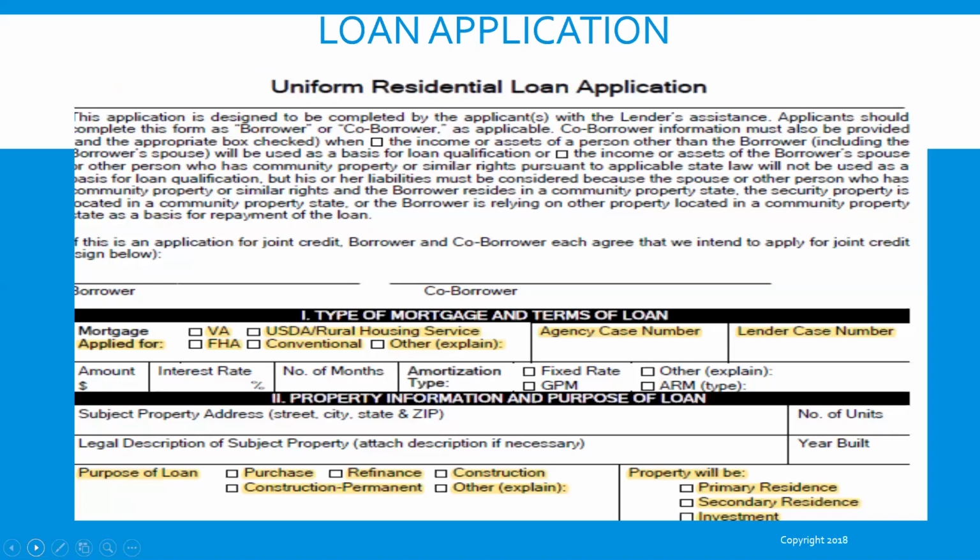Now, where do you find that information? I've highlighted the information here on the screen on this application. This is at the top of the application, and this tells you right here, the type.